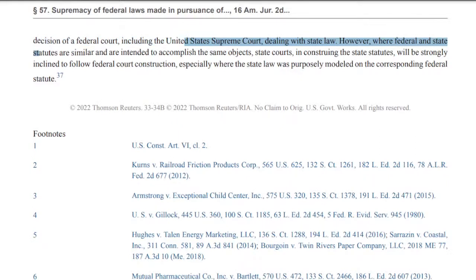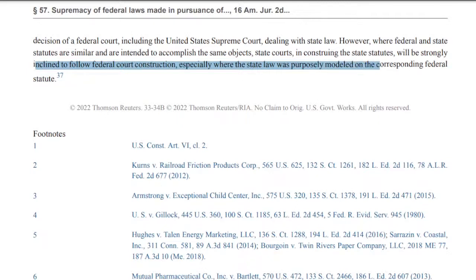However, where federal and state statutes are similar and are intended to accomplish the same objectives, state courts, in construing the state statutes, will be strongly inclined to follow federal court construction, especially where state law was purposely modeled on the corresponding federal statute. So that comes into the law writing process, how well it was done within that state.